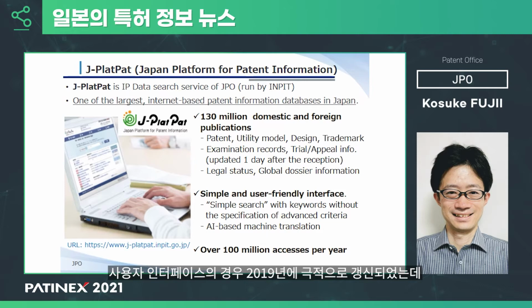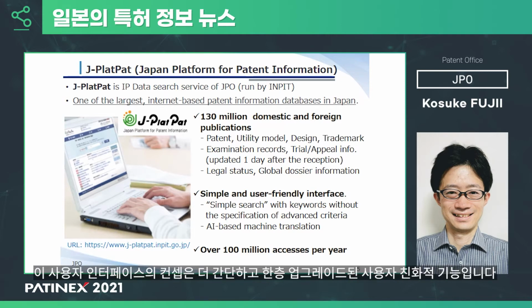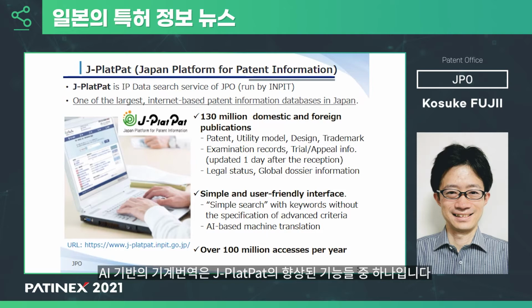The user interface was dramatically renewed in 2019. The concept of user interface is simpler and more user-friendly. AI-based machine translation is one of the improved functions. Jplot has been used over 100 million times per year and is very popular as a free patent information service in Japan.